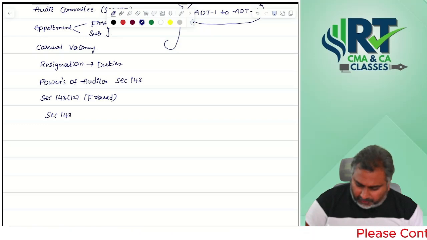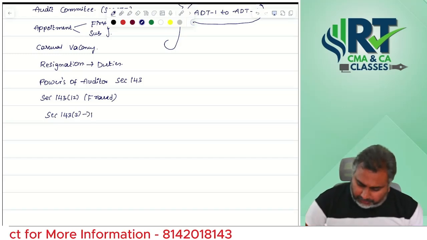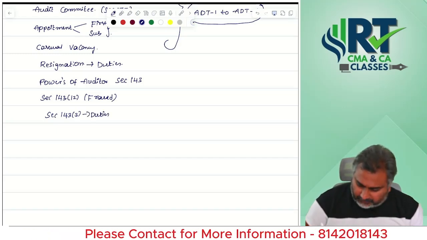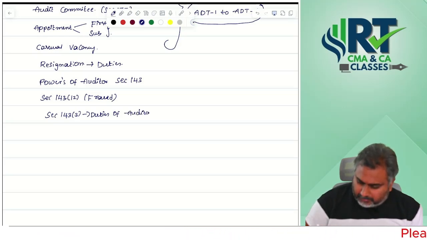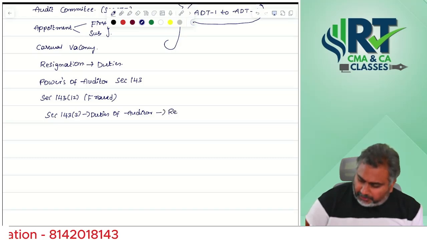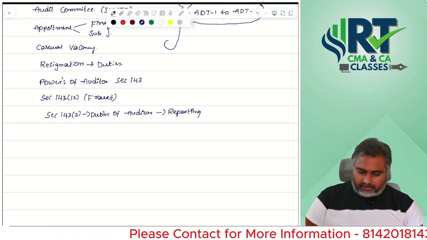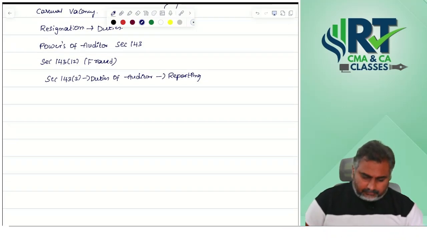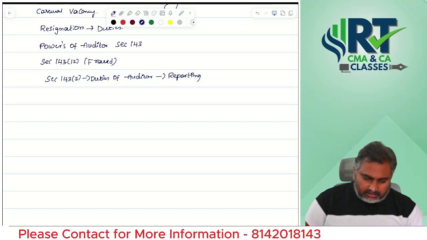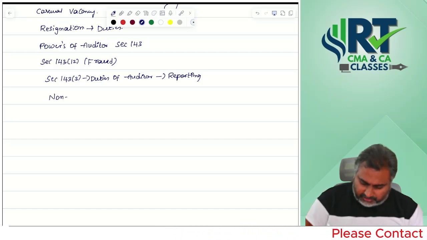Section 143 subsection 3, that is also duties of auditor regarding the reporting point of view. Okay. And try to remember this from the MCQ point of view.